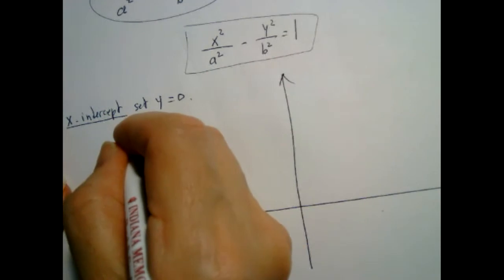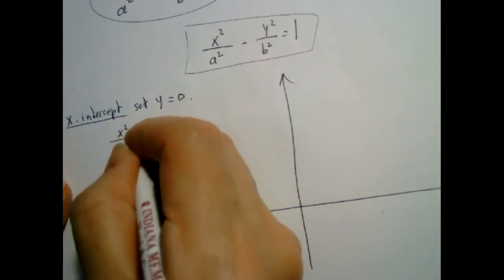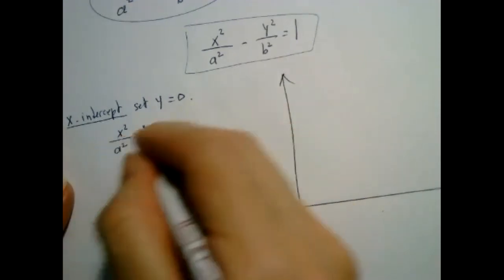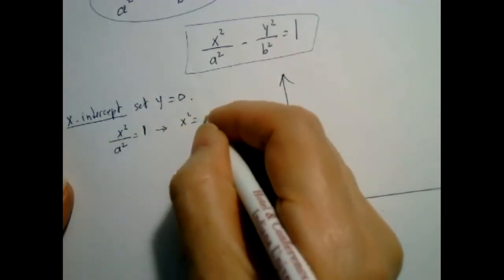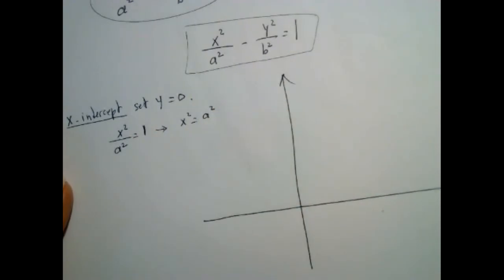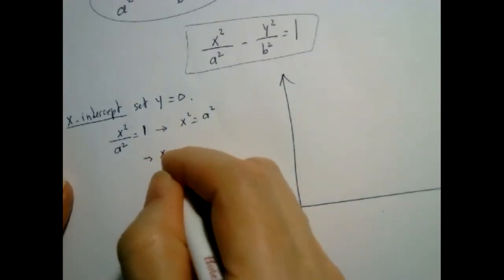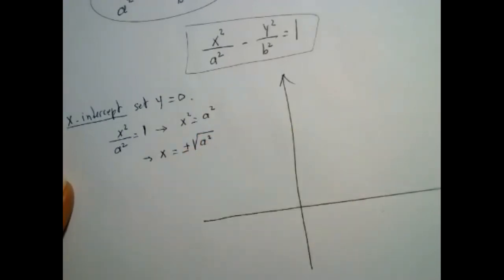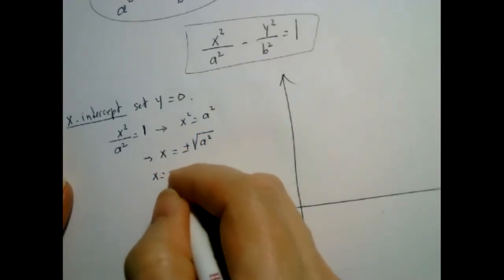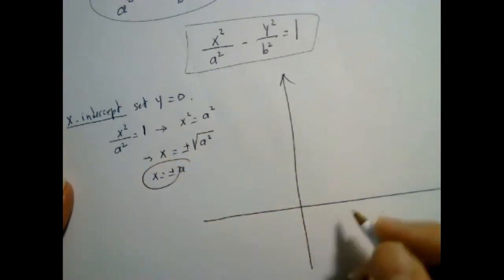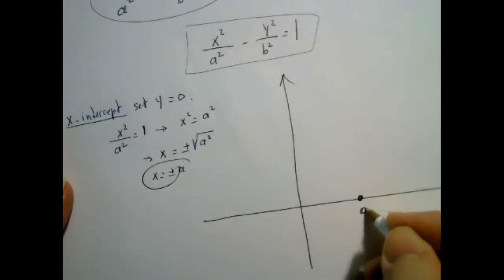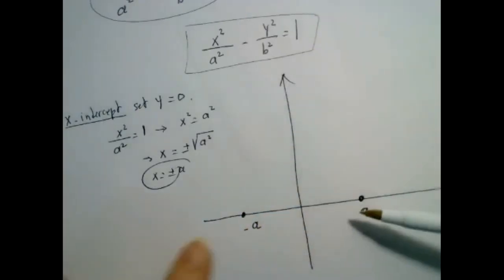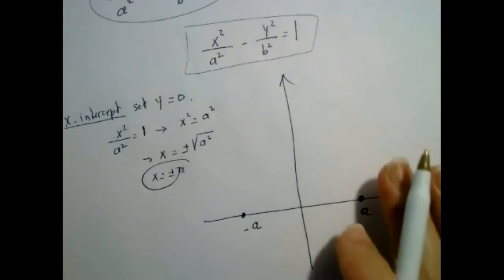I will get x squared over a squared equal to 1. Multiply by a squared on both sides. It means x squared equals a squared. It means that x could be either plus or minus the square root of a squared. That means x is plus or minus a. So the intercepts are here and here. It means those 2 points satisfy this equation.